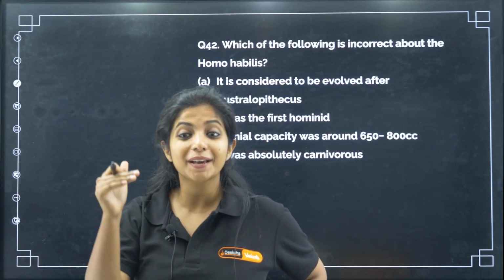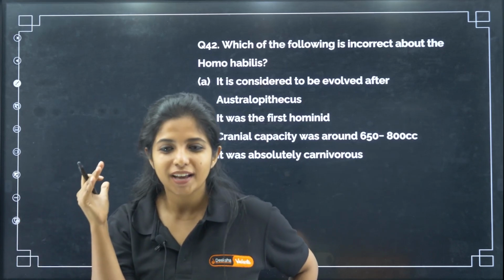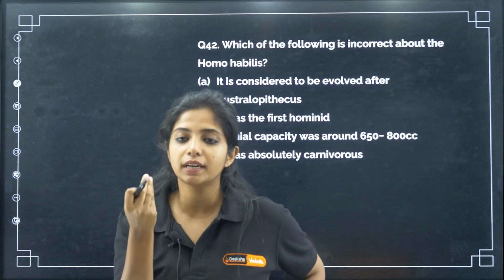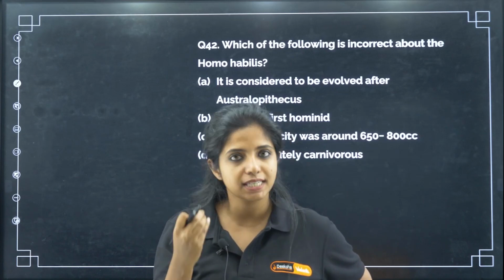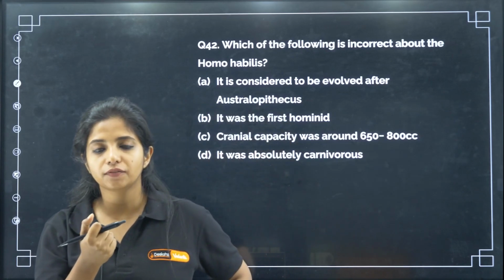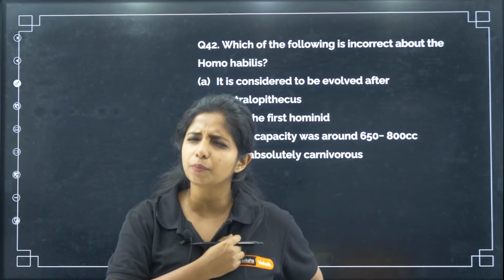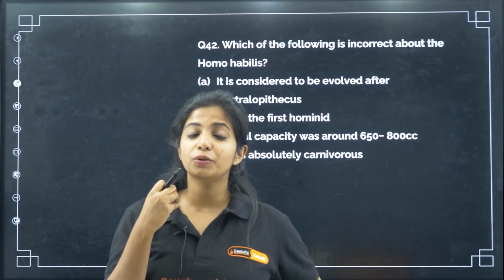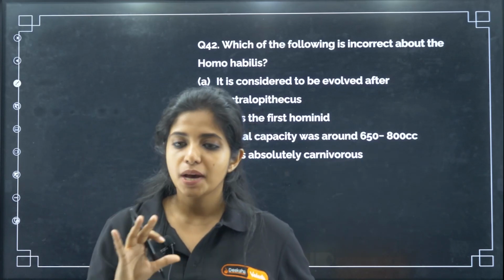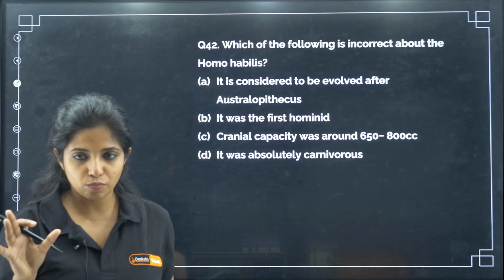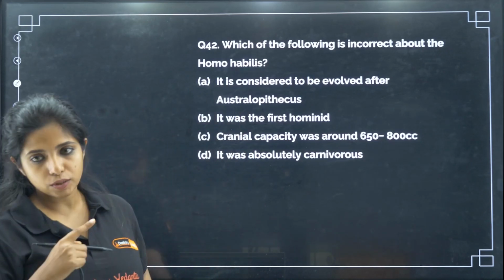And from them came Homo habilis. That is the first hominid-like features they had, my dear children. The cranial capacity was 650 to 800 cc. Okay, that is the cranial capacity of them, and they didn't eat meat. They were fruit lovers. They wanted to have fruits. They essentially made weapons and stuff like that. They were tool makers, but they never ate meat. Always remember. So what is not correct about them? That is what we have to find out.